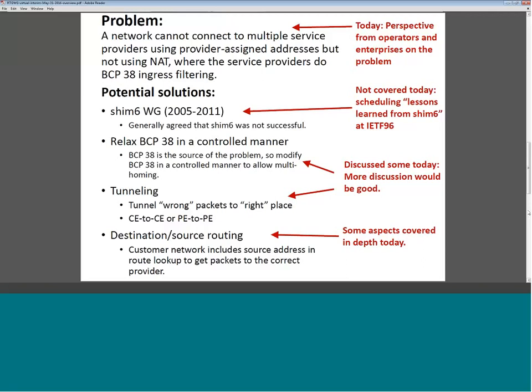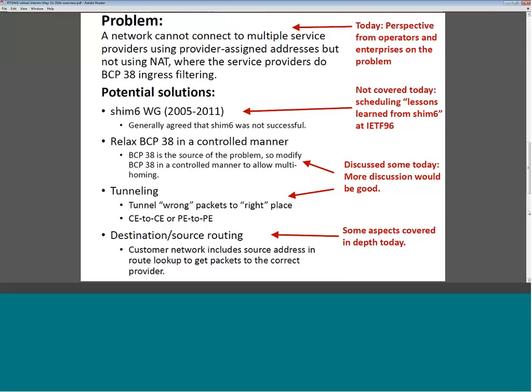Now, I listed several of the potential solutions here. Jeff Houston, back in Buenos Aires, pointed out that there has in fact been a working group, the SHIM6 working group, which tried to solve this problem. It worked for 5 to 6 years on this and came up with some protocol solutions. It's generally agreed that SHIM6 was not successful, and the fact that we're still working on the problem means that it wasn't successful. So we're not covering that today, but Jeff has agreed to give a presentation in Berlin on lessons learned from SHIM6 so that we don't repeat the same mistakes. So I put that here as not really a potential solution, but something that we should hope to learn from.